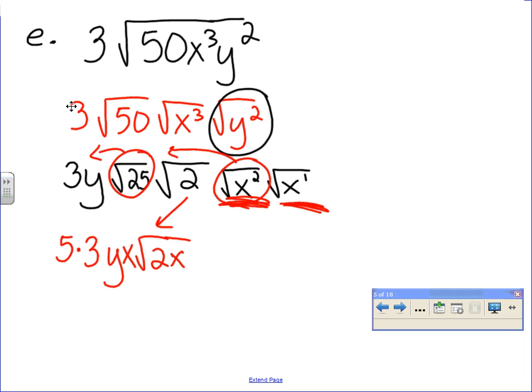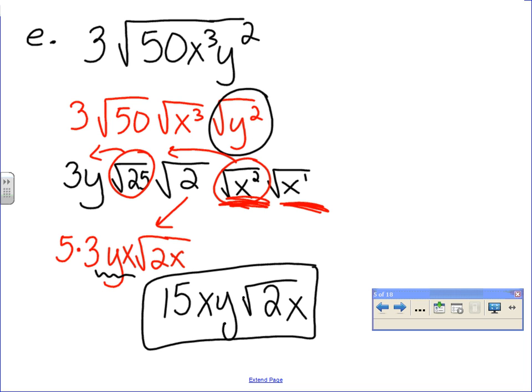Okay, next step, all we need to do is multiply this 5 times 3. We get 15. And I'm going to change the order of these x's and y's so that they're in alphabetical order. You really don't have to do that, but to me it makes it easier. And then your square root of 2x are the only two terms that are not perfect. We leave that inside the radical. That is the completely simplified answer. Again, it's the exact same thing as the original problem. We just simplified it.